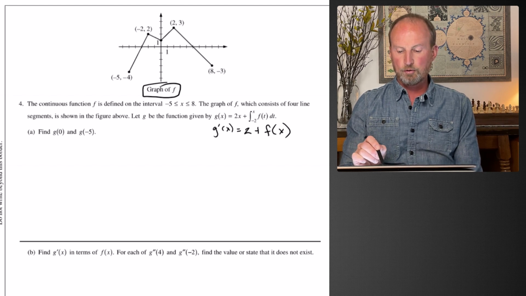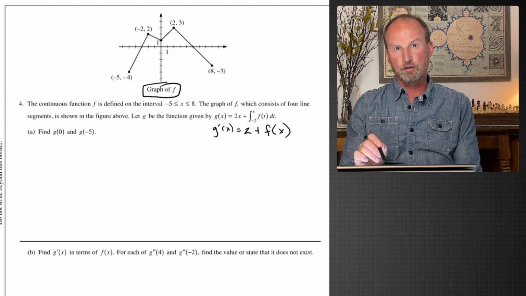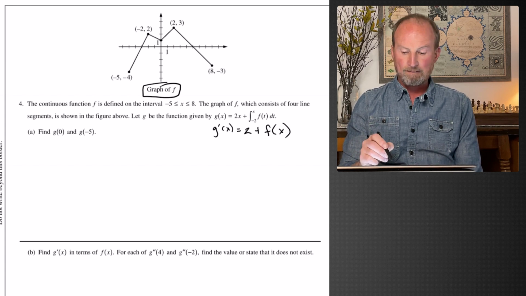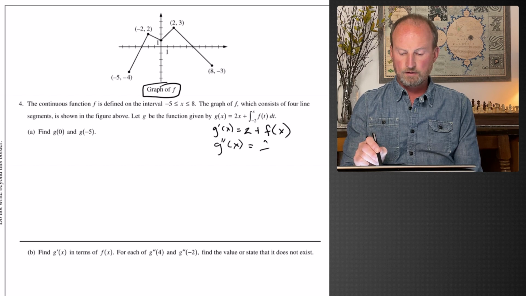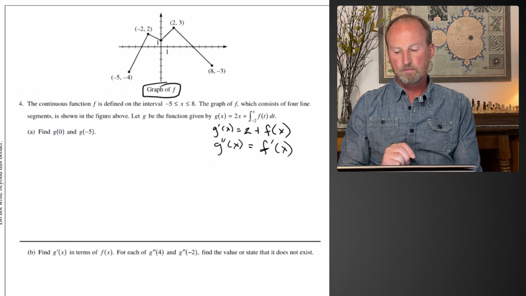Derivative of 2x is 2. Derivative of an integral, take the upper bound, plug it into the function, multiply it by the derivative of the upper bound, which in this case is just 1. Okay, just for the fun of it, g double prime is equal to f prime. Okay, that's some important information.